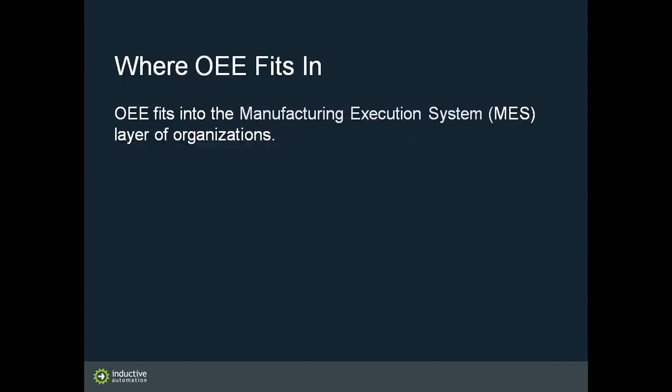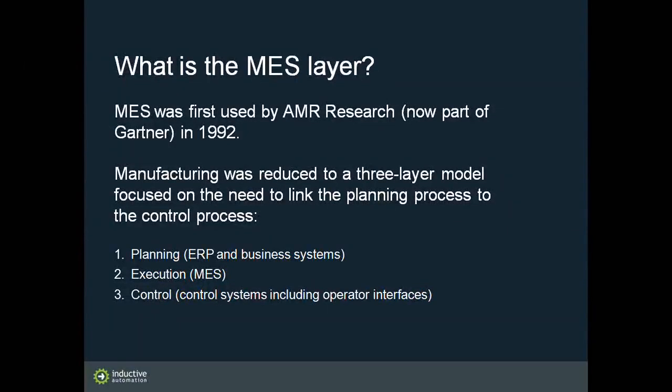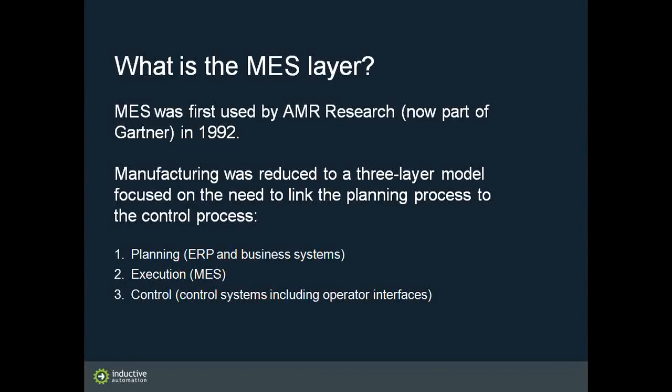Some basic fundamentals. OEE fits into the manufacturing execution system layer of your organization. And when you look at that particular layer, it was a term that was coined first by AMR Research in 1992. What happened is manufacturing was reduced to a three-layer model, which was focused on the need to link the planning process to the control process. So at the top end, you have your ERP, your business systems; the second layer is your manufacturing execution systems; and on the bottom, you have your control systems, including operator interfaces.